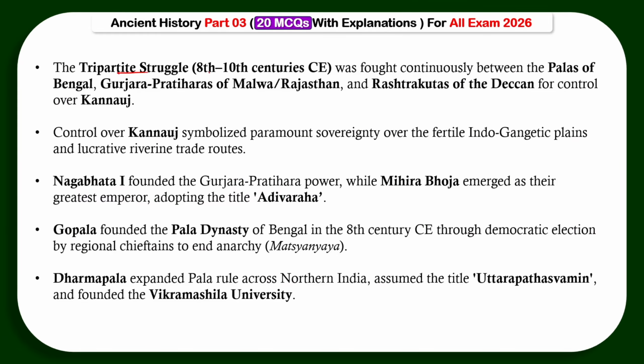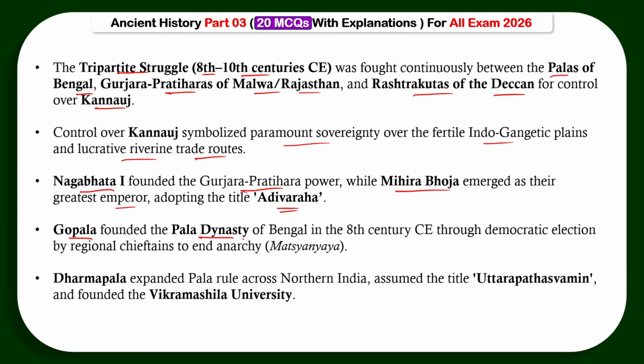The tripartite struggle, 8th to 10th century CE, was fought continuously between the Pal of Bengal, Gurjar Pratihars of Malwa, Rajasthan, and Rashtrakutas of the Deccan for control over Kannauj. Control over Kannauj symbolized paramount sovereignty over the fertile Indo-Gangetic plains and lucrative riverine trade routes. Nagbhatta first founded the Gurjar Pratihar power while Mihir Bhoj emerged as their greatest emperor, adopting the title Adi Varaha.